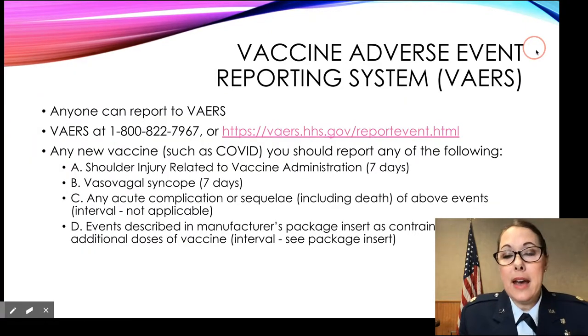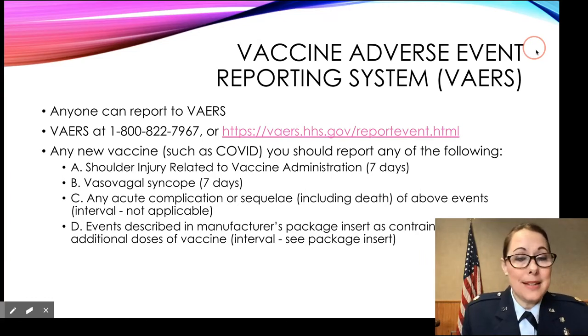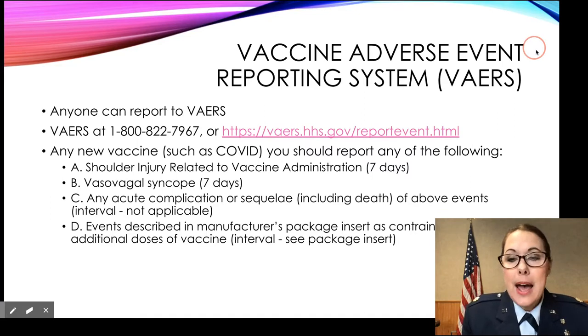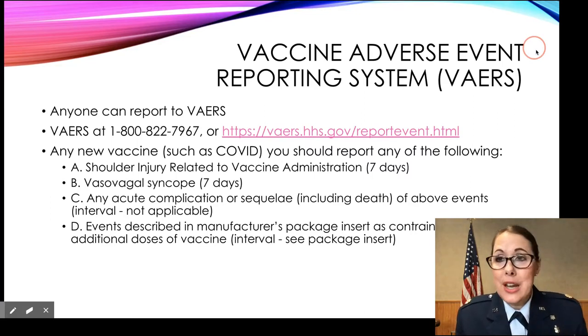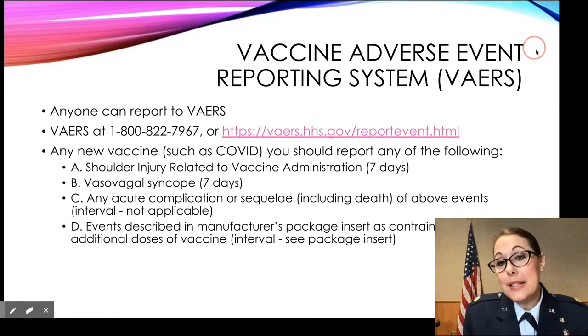If there is an adverse event, whether it's just swelling, redness, somebody passed out, they got a fever, any acute complications, they died. I mean, hopefully that won't happen. Neurological changes, all of those things you want to make sure that you document and report. And we use the Vaccine Adverse Event Reporting System to do that.